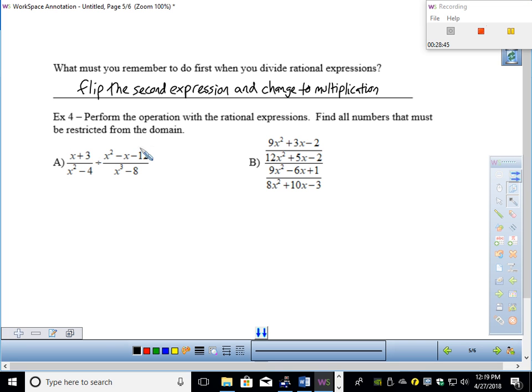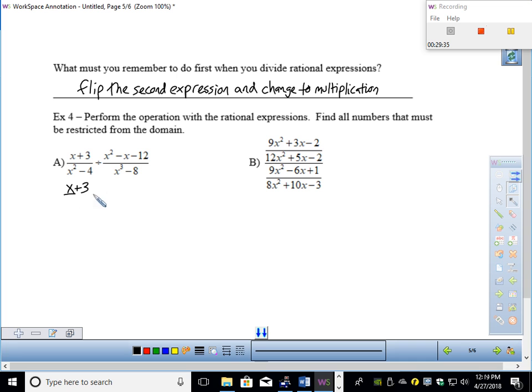So as I actually look at example 4, and I have a feeling the instructions are going to be the same, so perform the operation with the rational expressions, division here, and division here, by the way. Find all numbers that must be restricted. There is a little bit of a catch with this piece, so we'll be careful on that. But ultimately, we're going to treat it in a very similar fashion to what we did on example 3.